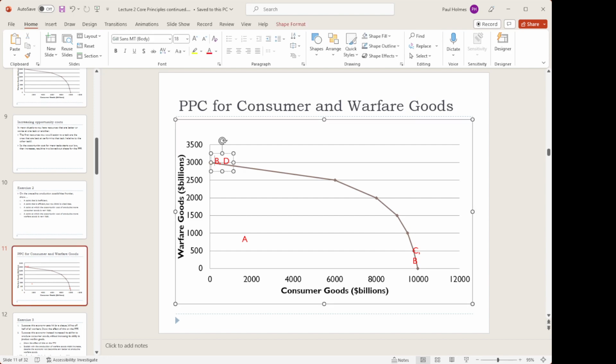Up here at point D, we see the opposite. At point D, we've got very few consumer goods, many warfare goods, and so the opportunity cost of producing more warfare goods is really high.